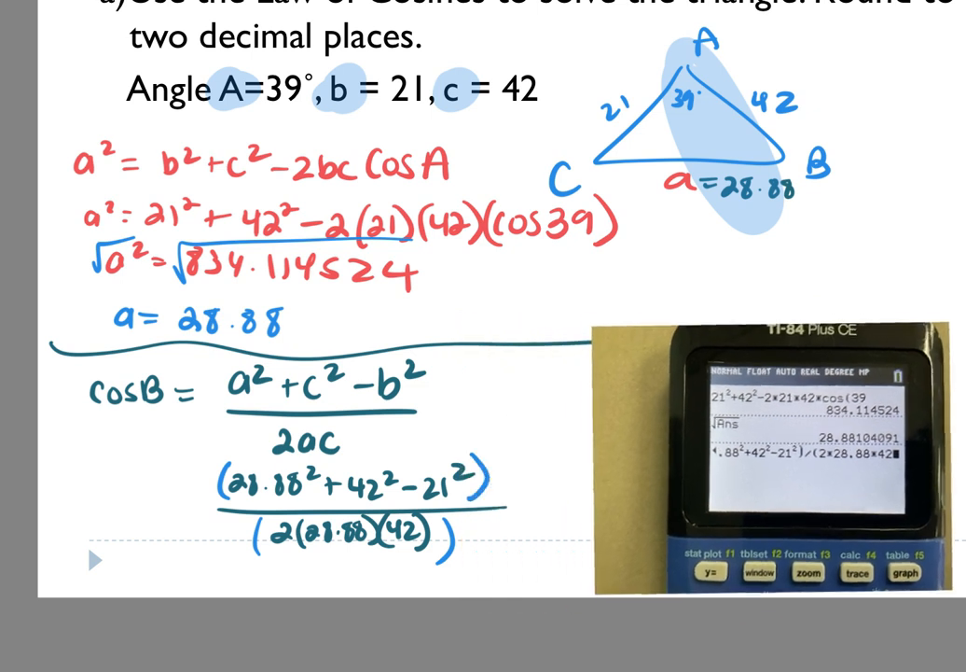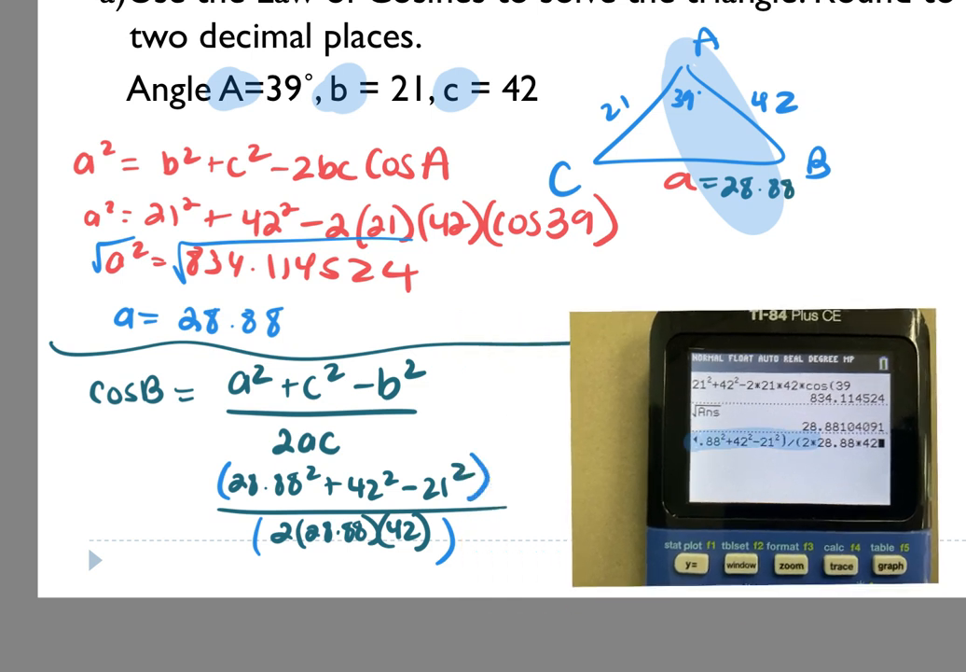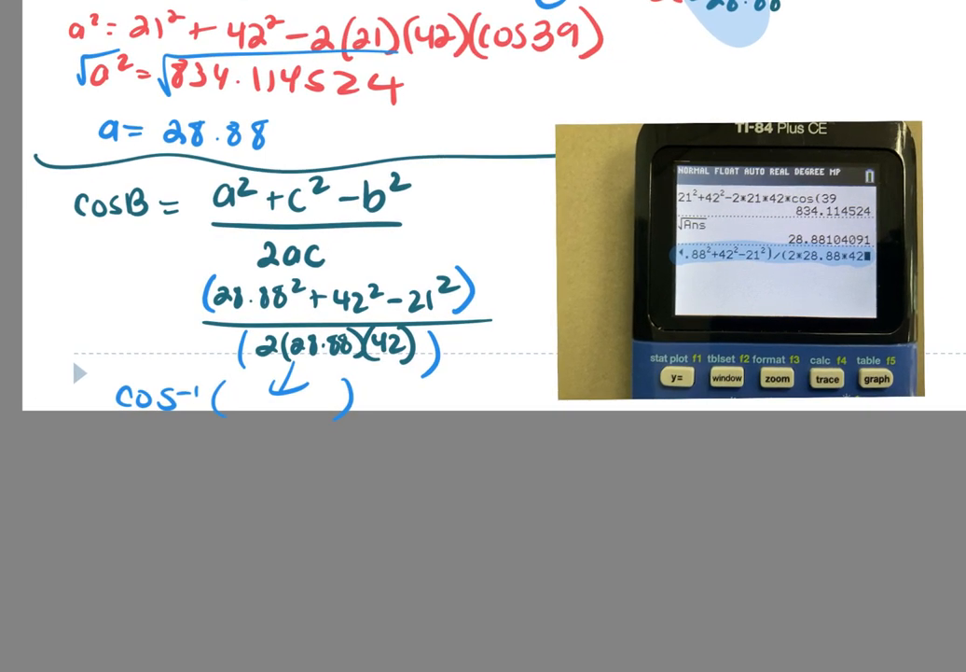So my calculator looks like that right now. This is what I have typed in. It's off the screen, but you have to make sure you put them in parentheses, or use your fraction. And then that's the cosine of the angle, which means the last thing we have to do is cosine negative 1 it. And you should get 27.23 degrees.